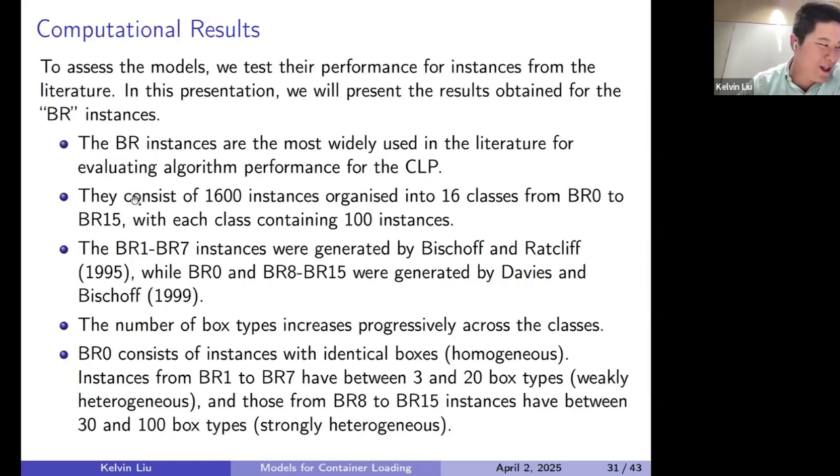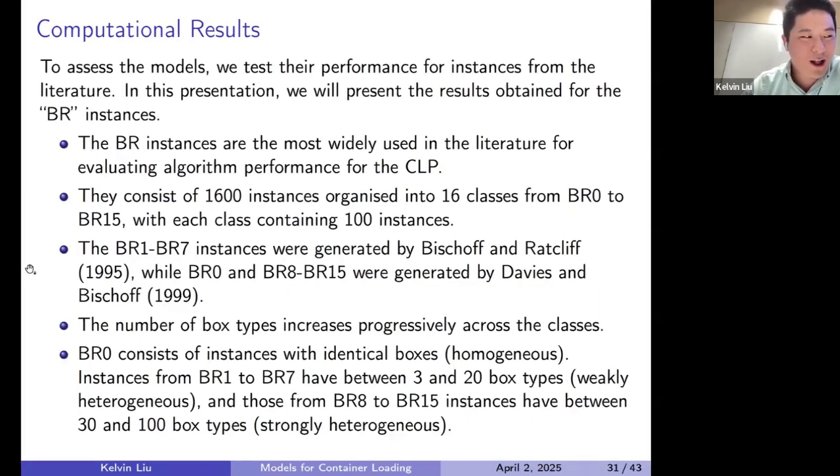And in fact, there are a lot of BR instances. They consist of 1,600 instances, so quite a large data set, organized into 16 classes of 100 instances each. So they go from BR0 all the way up to BR15. And then I'll just mention that BR1 up to BR7 were generated by Bischoff and Ratcliff, while BR0 and BR8 up to BR15 were generated by Davies and Bischoff. So these were generated earlier, and then these were generated later.